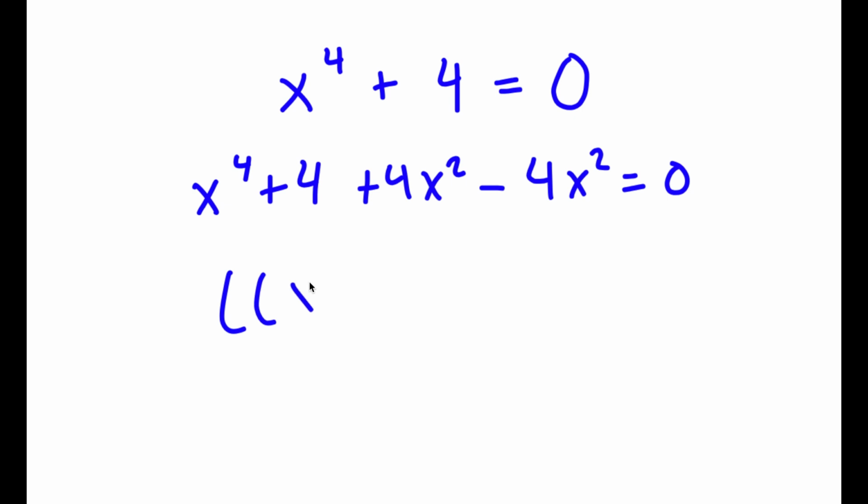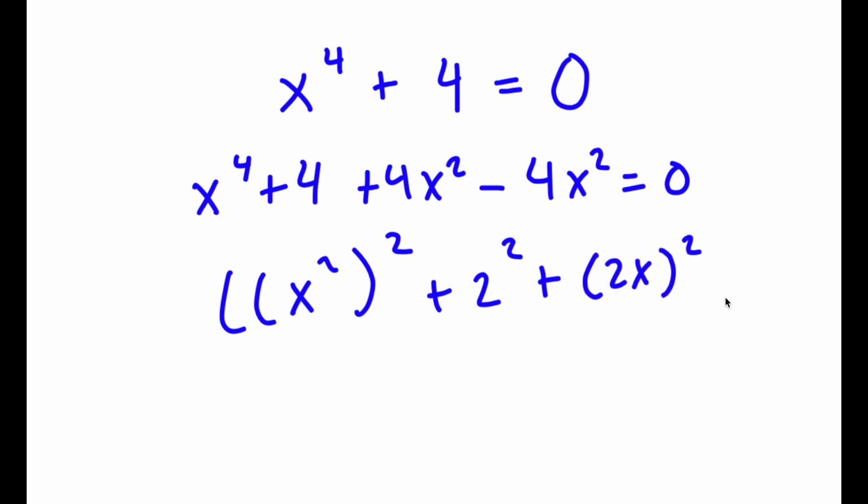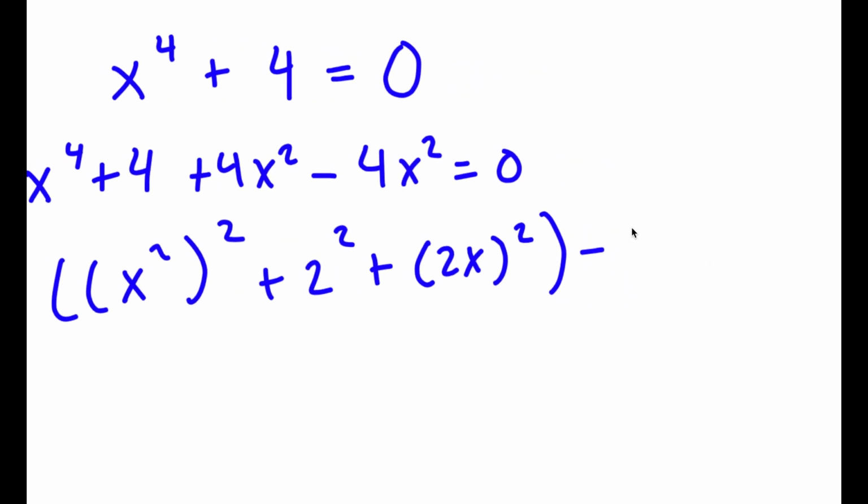Now, I'm going to rewrite this as x squared to the power of 2. I'm going to write x to the power of 4 as x squared to the power of 2, plus 4 I'm going to write as 2 squared, plus 4x squared I'm going to write as 2x to the power of 2, and I'm going to put this in parentheses, and at the end I simply have minus 4x squared is equal to 0.